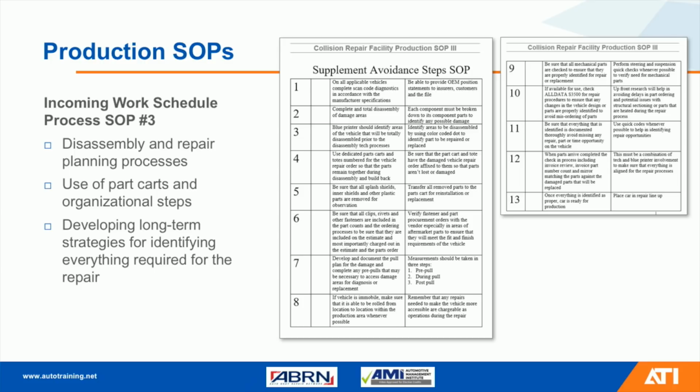So, what can we do to avoid those kinds of things keeping our processes from being completed without any kind of stoppage, or at least at a minimum of stoppages? And then developing the long-term strategies for identifying basically everything that's required for the repairs.